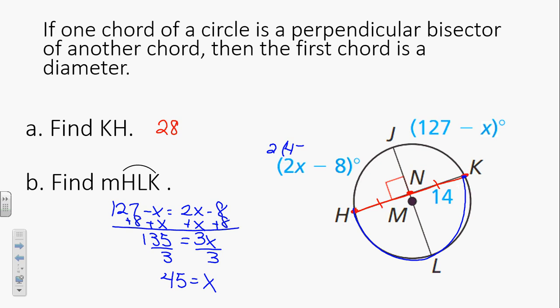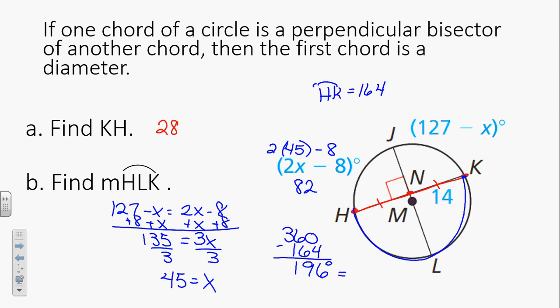So 90 minus 8 is 82. So 82 for that minor arc, 82 for the other. So 164 for the arc HK. And 360 minus 164 gives HLK, if our mental math is correct.